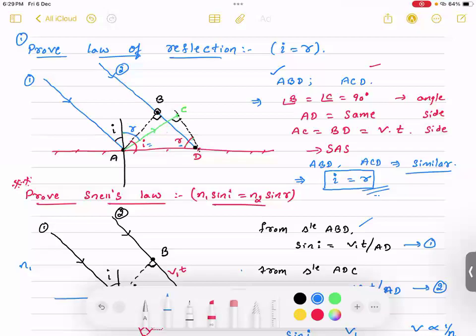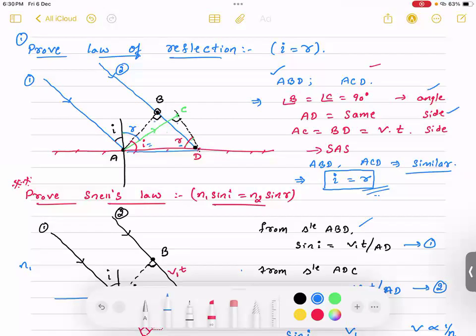Just interact for every this thing so that we'll come to know that. In the triangle ABD and ACD, angle B and angle C are what? 90, sir. In these two triangles, AD is same, right? Yes, sir. So in these two triangles, AD is same. Angle B and C are equal to 90 degrees.